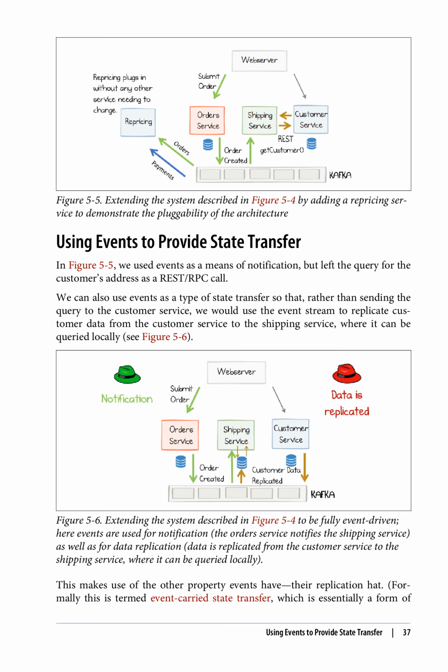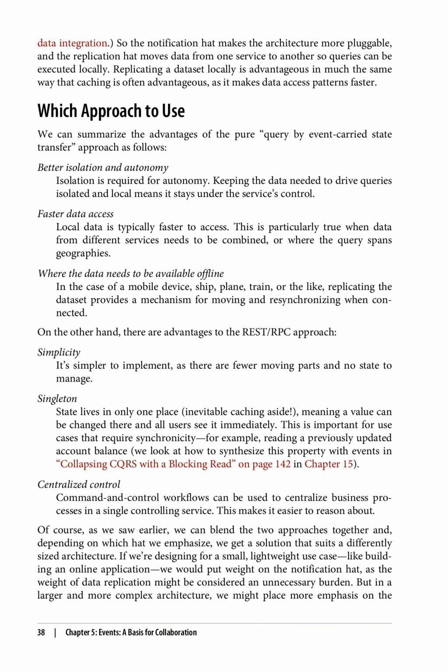This makes use of the other property events have, their replication hat. Formally, this is termed event-carried state transfer, which is essentially a form of data integration. So the notification hat makes the architecture more pluggable, and the replication hat moves data from one service to another so queries can be executed locally. Replicating a dataset locally is advantageous in much the same way that caching is often advantageous, as it makes data access patterns faster. Which approach to use?